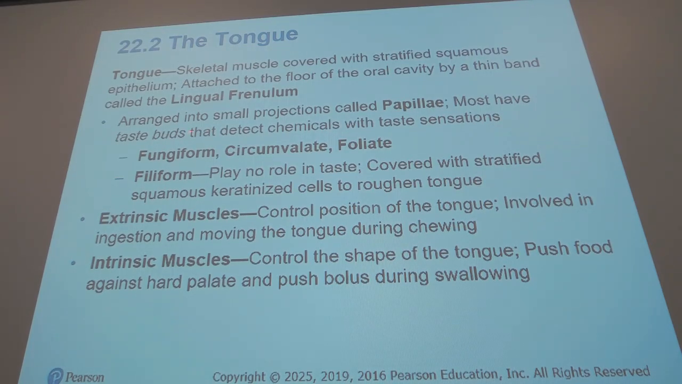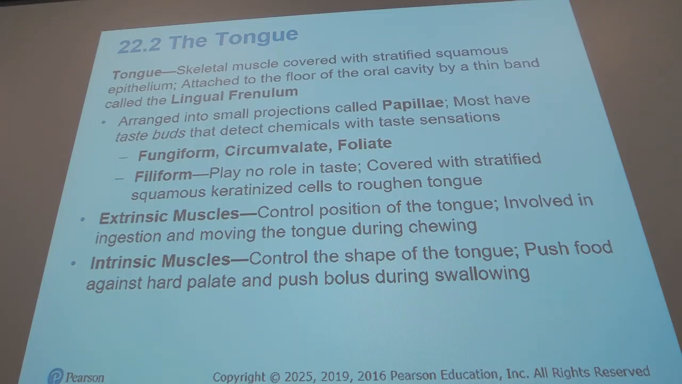So we have fungiform papillae, which are the most abundant type. They're located scattered throughout the dorsum of our tongue. They look reddish, and they have taste buds. Circumvallate or vallate papillae are located between the posterior third of our tongue and the two anterior thirds of our tongue. They are arranged in a V shape. They are the largest papillae, and they also have taste buds.